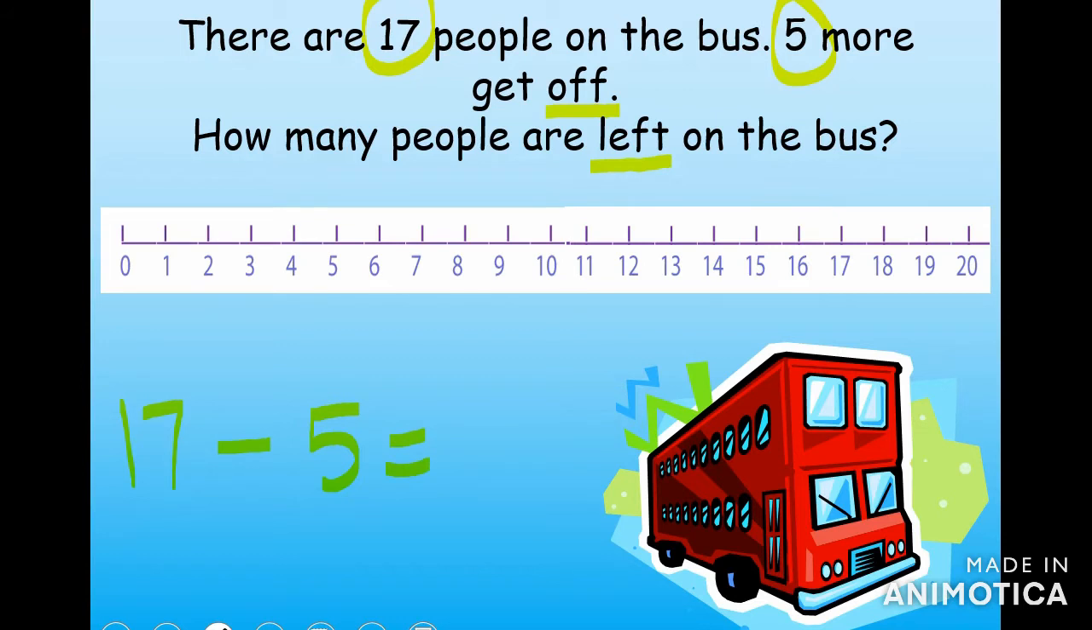And again, we're going to find our number 17 on the number line, and we're going to count back 5. So we're going to go 1, 2, 3, 4, 5, which takes us to number 12. So 17 take away 5 equals 12. So there were 12 people left on the bus.